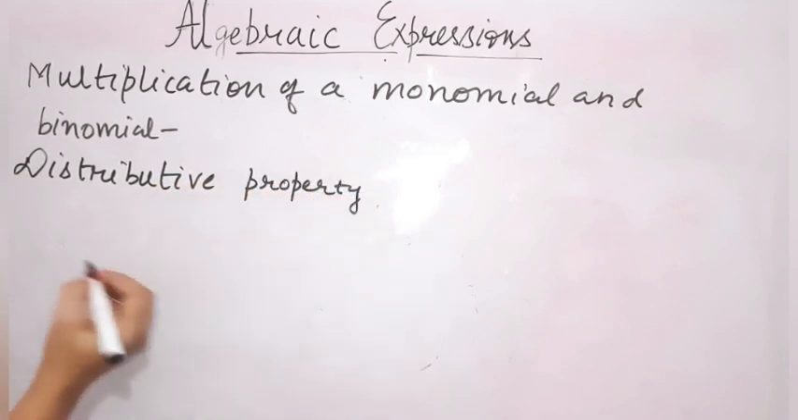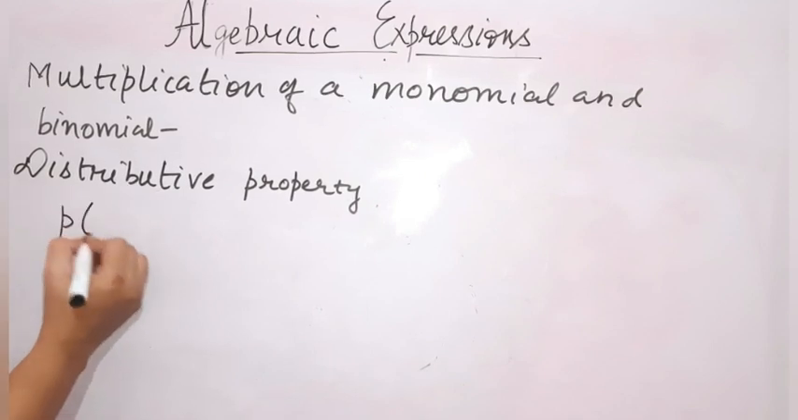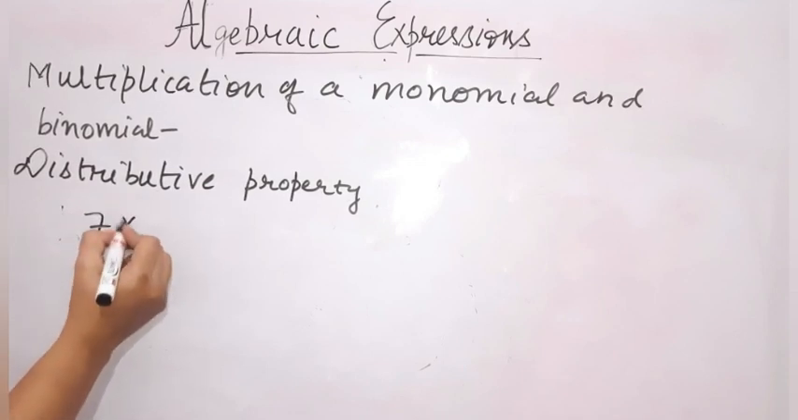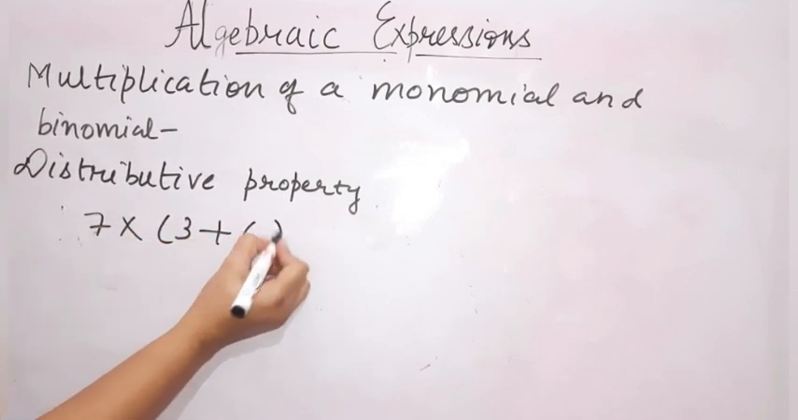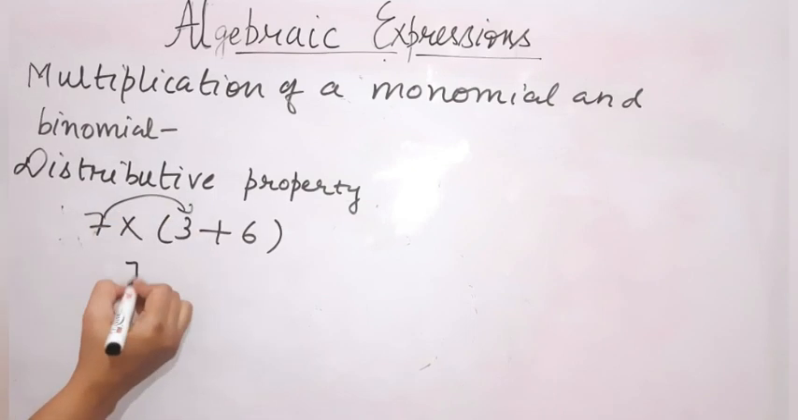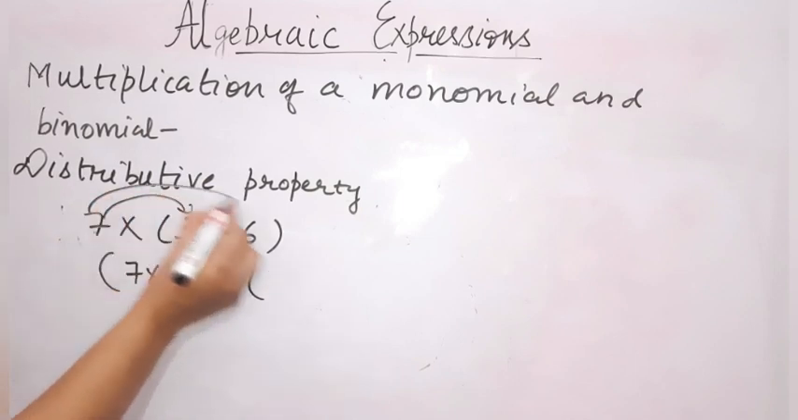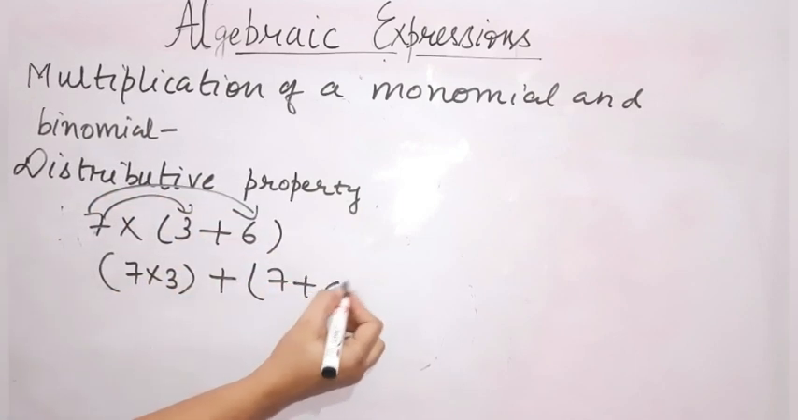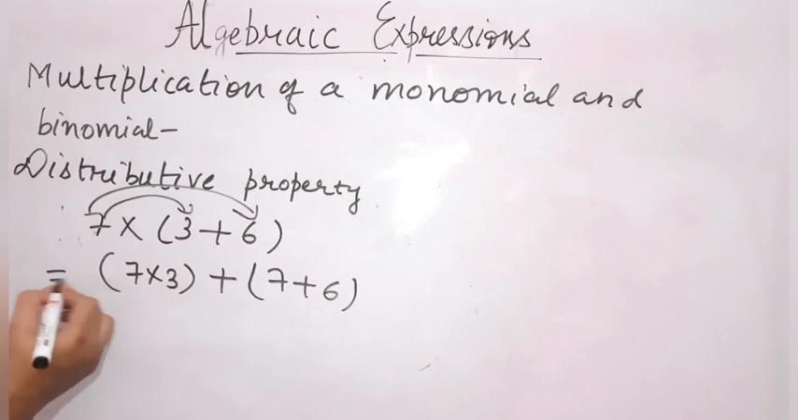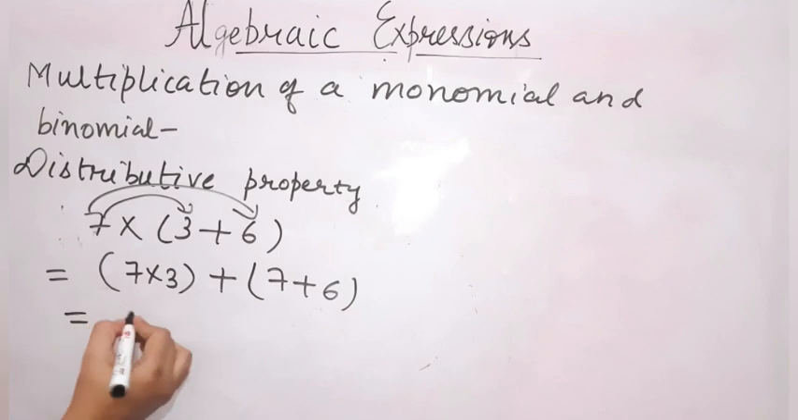So the distributive property was that whenever we are multiplying any particular number, for example 7 multiplied by 3 plus 6, this is your distributive property. So this 7 will be multiplied by 3 also, 7 multiplied by 3 plus 7 multiplied by 6. It will be multiplied by both the numbers.